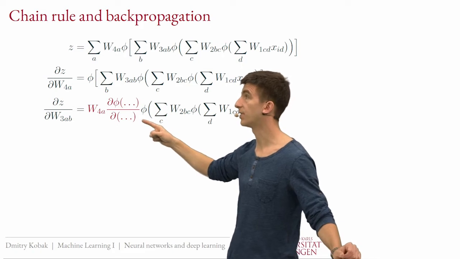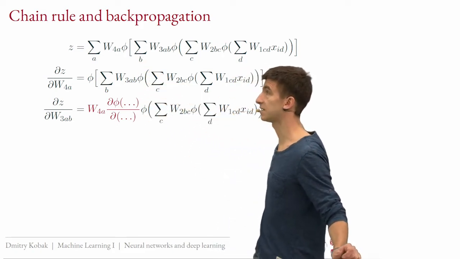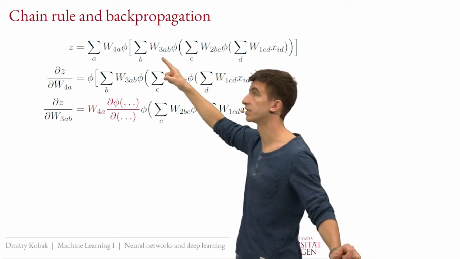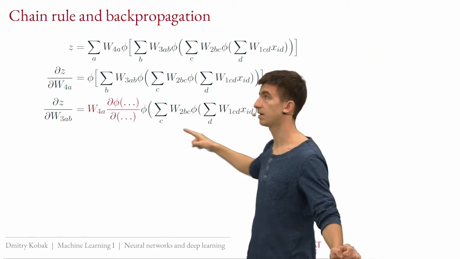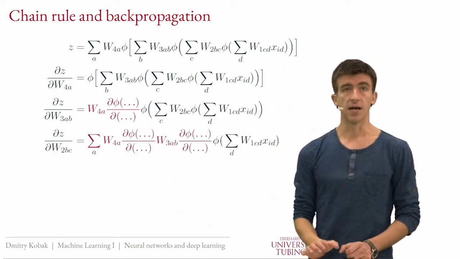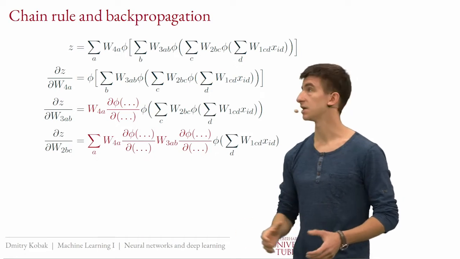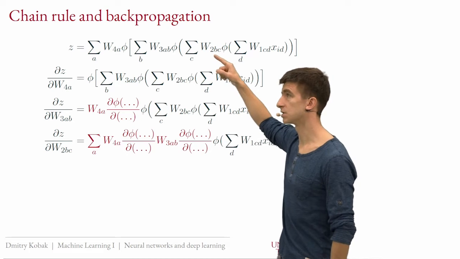Okay, but then we need the derivative of what is inside that phi with respect to this w, and that's again just this second layer phi. Okay, so that's it. We computed it. And now we can continue this exercise and compute the derivative with respect to w2.